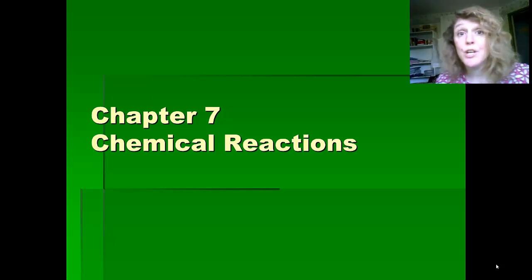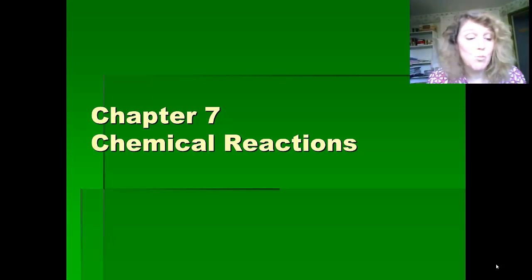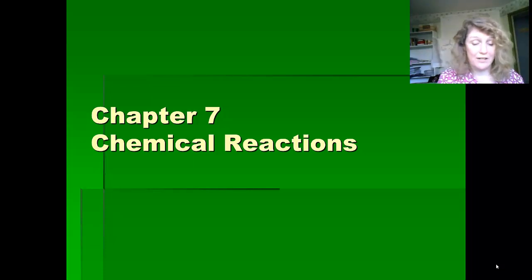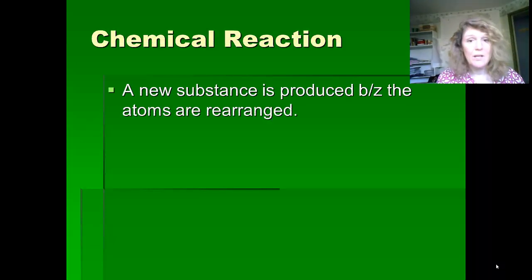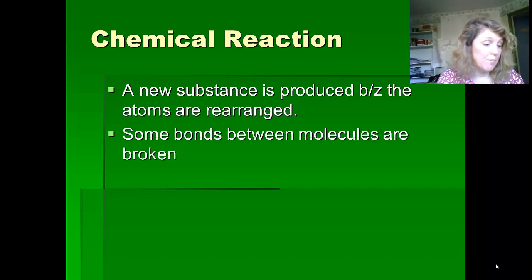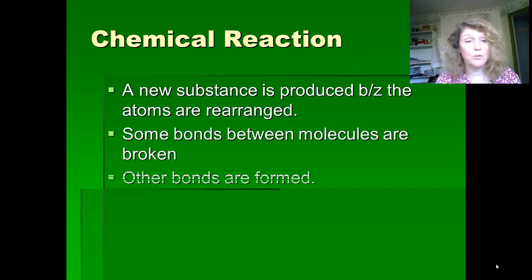Okay, we're starting chapter 7 now. This is section 1 on chemical reactions. A chemical reaction is when a new substance is produced because the atoms are rearranged. So some bonds between the molecules are broken and other bonds are formed.